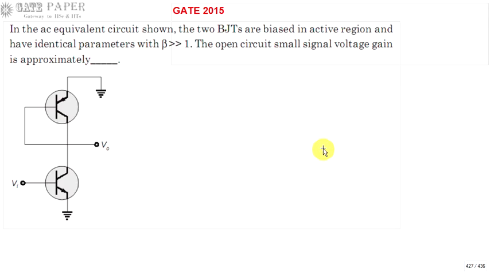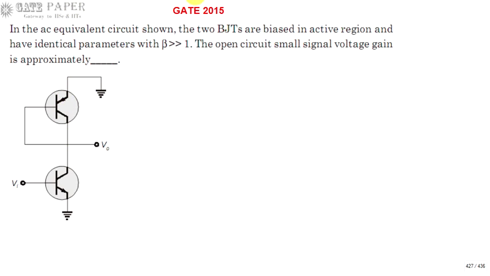Hello, we are discussing the GATE 2015 ECE paper. Look at the AC equivalent circuit shown. In that circuit, the two BJTs are in the active region and have identical parameters, and their beta value is given to be greater than 1. Find the open circuit small signal voltage gain.